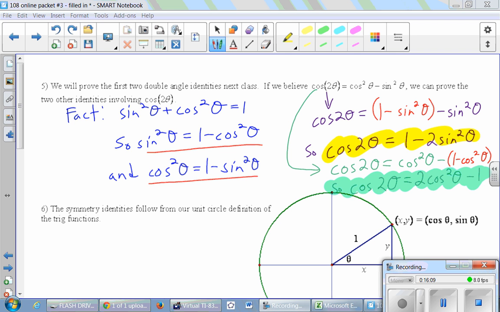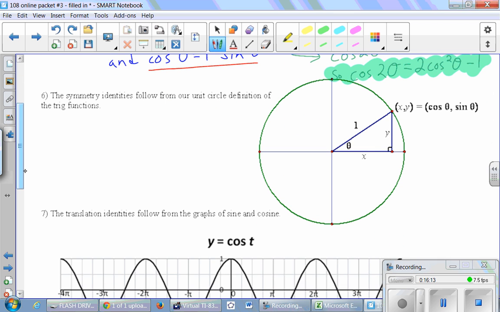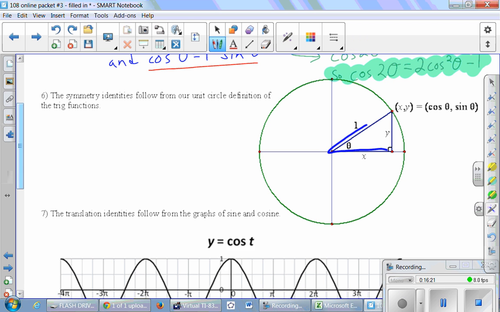6, the symmetry identities follow from our unit circle definition of the trig functions. So we've got this standard looking picture here: if you have the angle theta inside of here, and you're on the unit circle, that's a 1, then the x-coordinate of this point is cosine theta and the y-coordinate is sine theta. So that's something we've known for a while now.